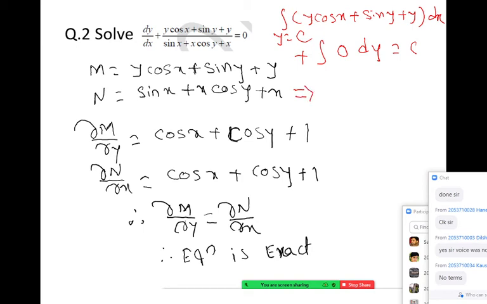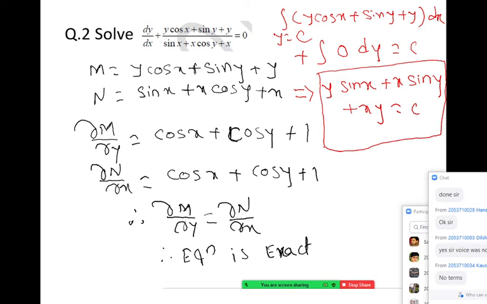We'll say integration of y cos x with respect to x. y is like a constant, so y as it is. Integration of cos x is sin x. Integration of sin y with respect to x is x sin y. Similarly, integration of y with respect to x is xy. And that's the answer. So this is the answer: y sin x plus x sin y plus xy equals constant.